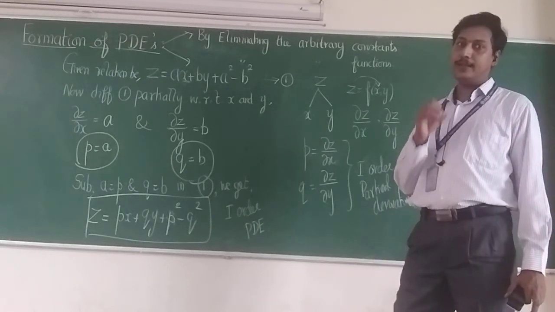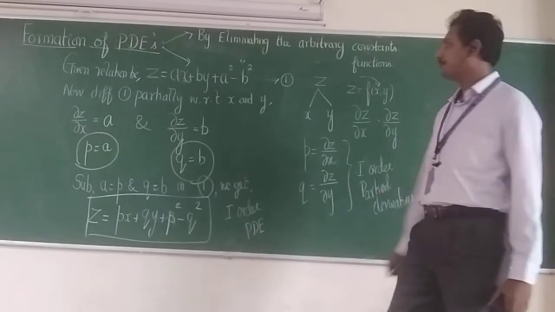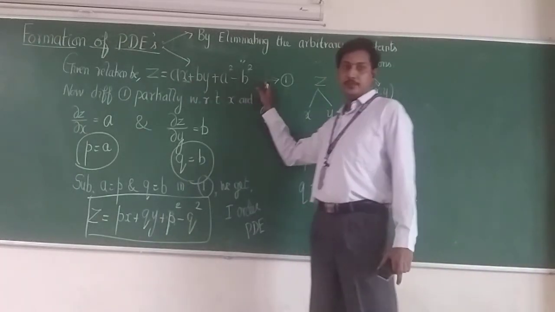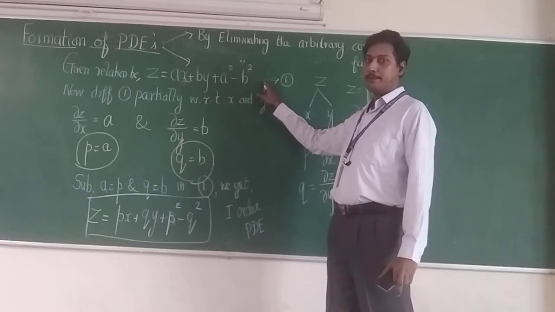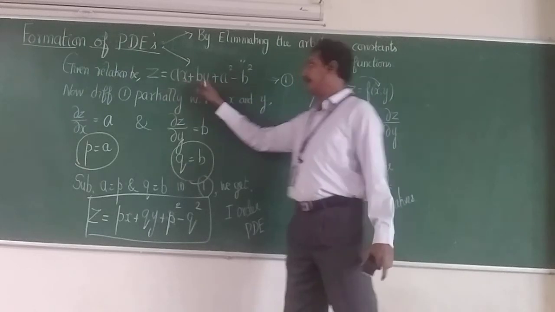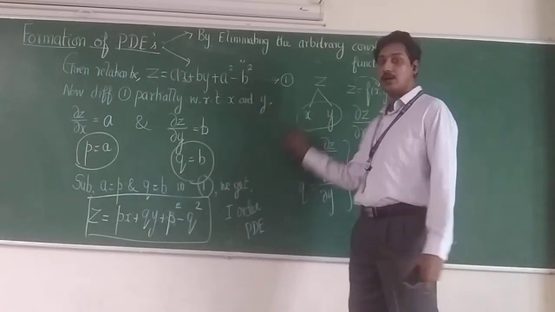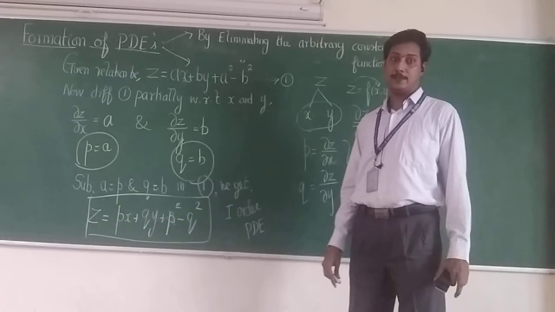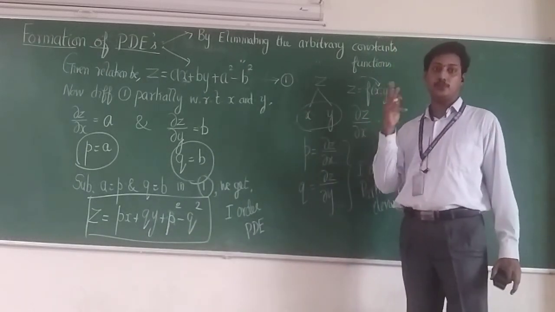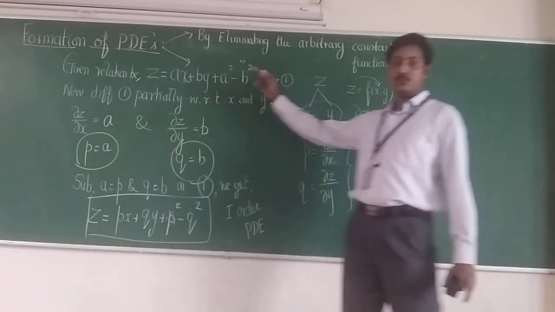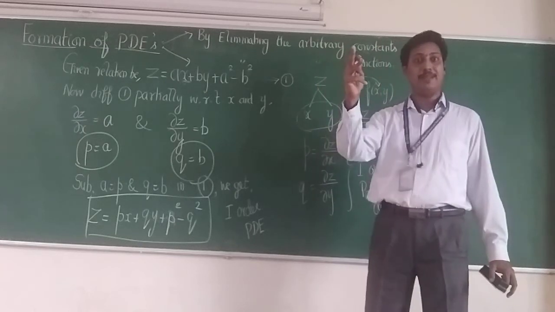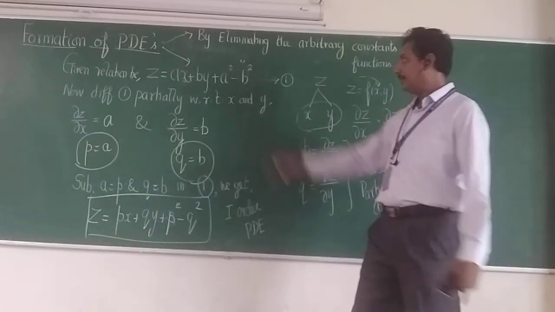And one more hint or tip for you. See, in the given relation z is equal to ax plus by plus a squared minus b squared, already we know z is a function of x and y. What are x and y? x and y are called the independent variables. So how many independent variables are there here? Only two. Okay, in the given relation, how many arbitrary constants are there? There are also two, namely a and b. Am I correct?